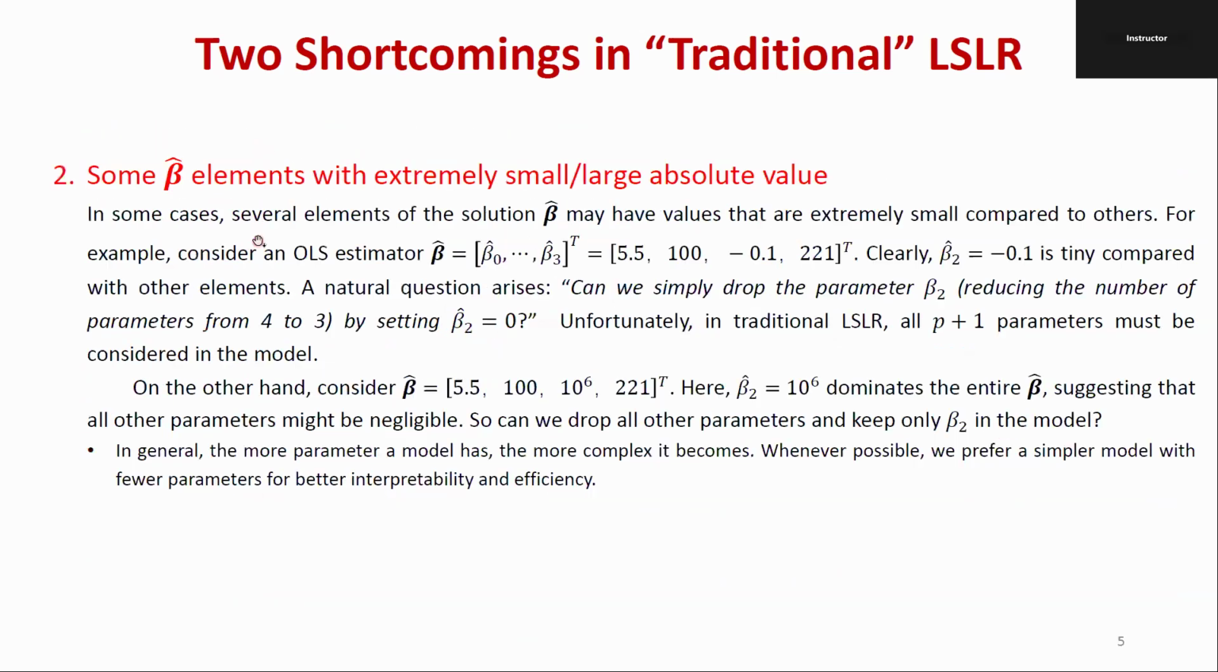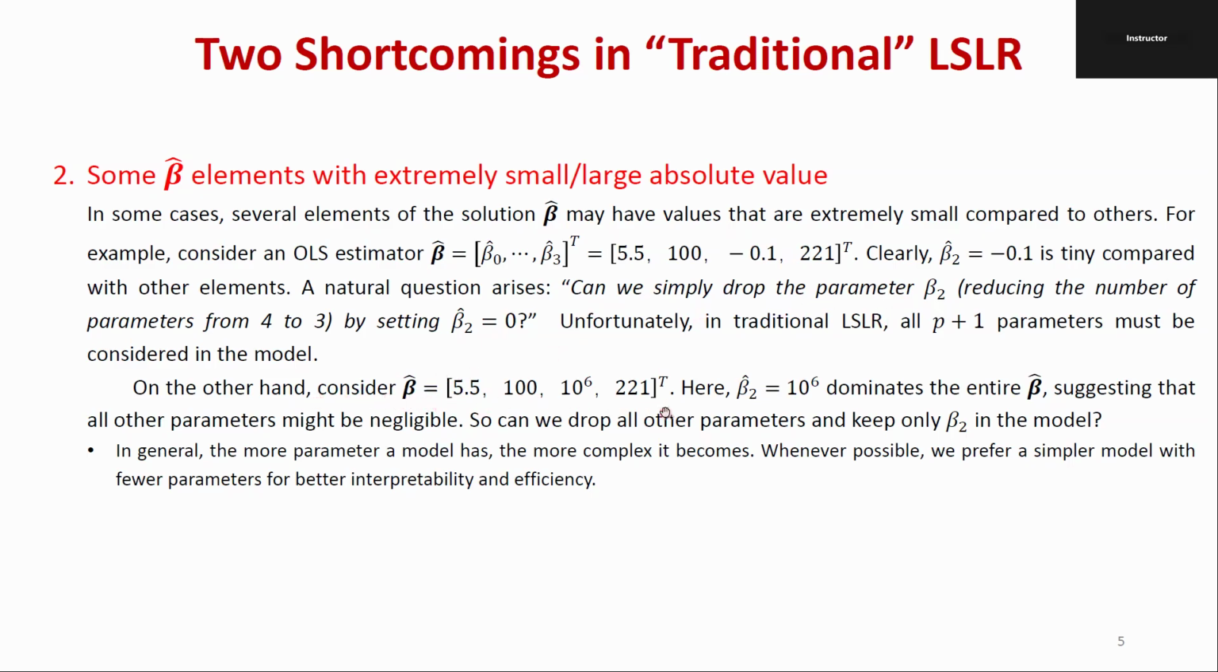The second shortcoming of the OLS solution is that some beta elements could have extremely small or large absolute values. I believe I introduced this at the very end of the previous lecture, with two cases. Case number one: beta 0, beta 1, beta 2, where beta 2 is tiny compared with all other numbers. So can we drop it? The answer in traditional LSLR is no, because you have to consider everything. However, in today's lecture, we will introduce two regularization methods, called ridge and lasso regression techniques, and you can see we can do so by applying some tricks in the optimization model.